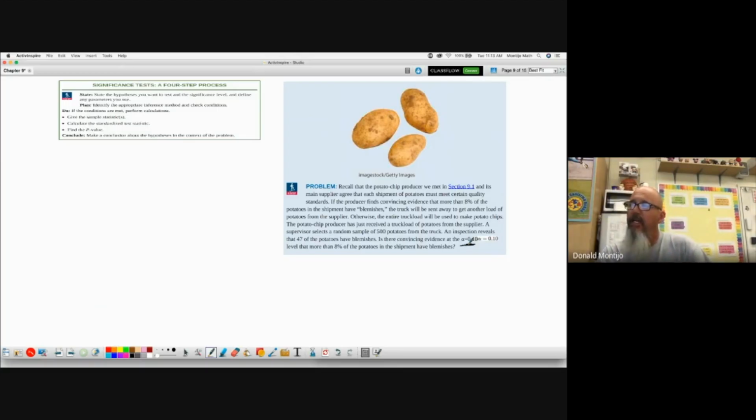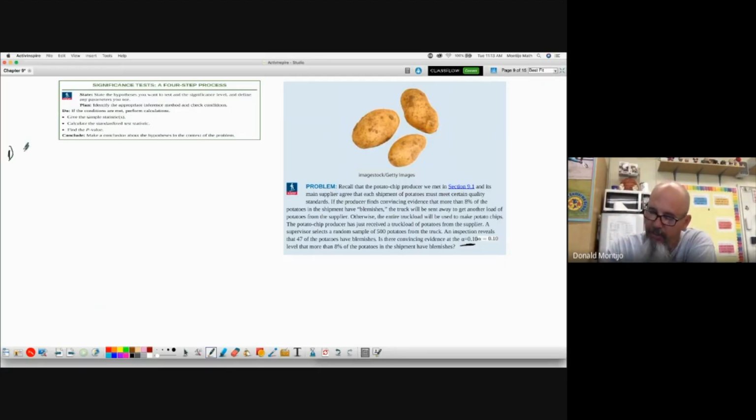Okay. Is this categorical or quantitative? That's the first question we want to ask. Oh, this is categorical. Does the potato have a blemish? Yes or no, right? We don't give it a numerical value. So what do we want to do? I'm going to label these, but we might not always do this. What is step one? Define the parameter and write the null and alternative.